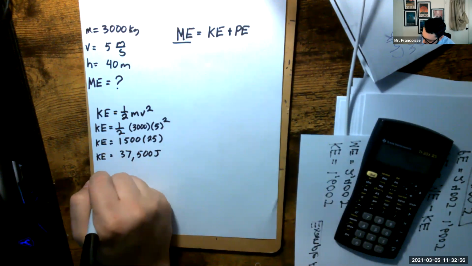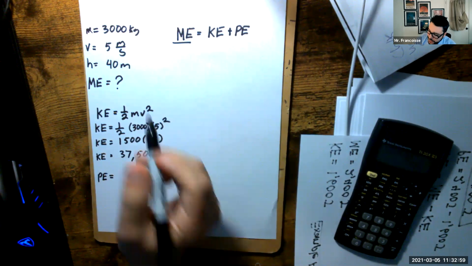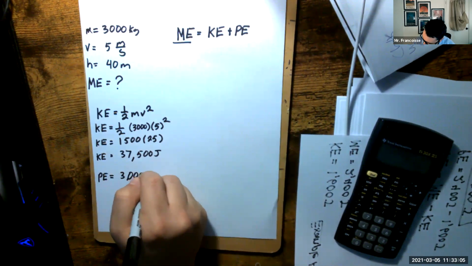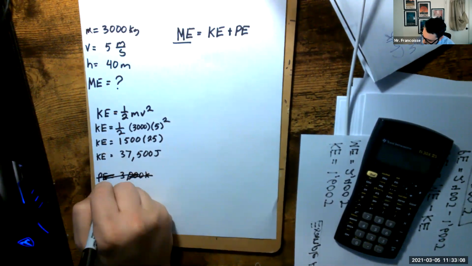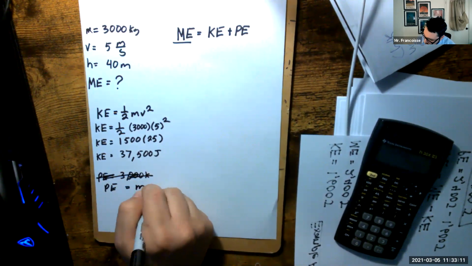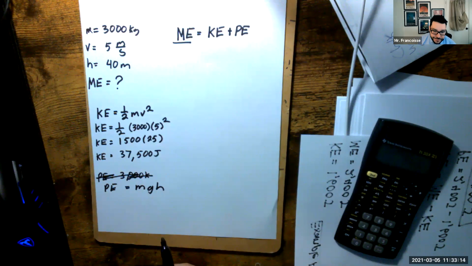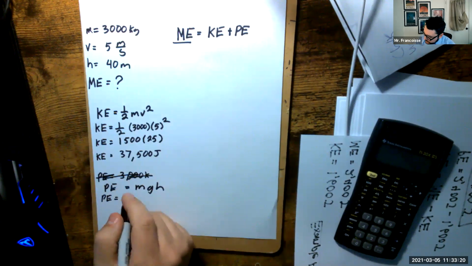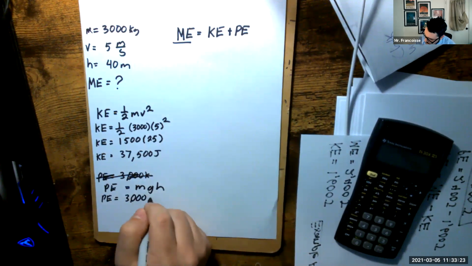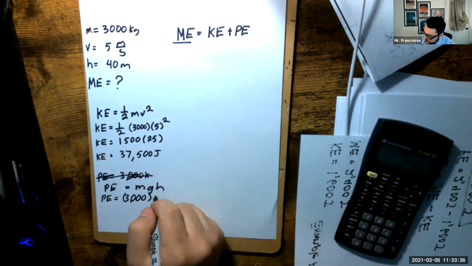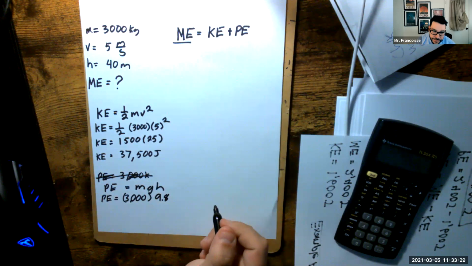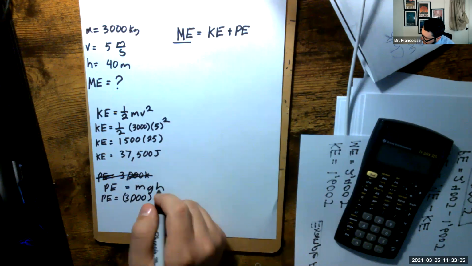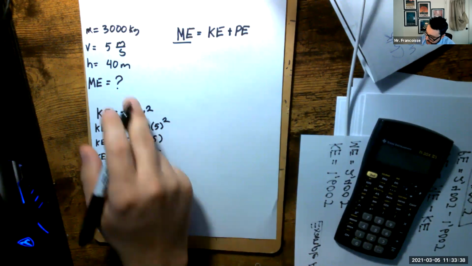For our potential energy, we know that we have a mass of 3,000 kilograms. Potential energy is going to be mgh. So we're just going to plug into there. So we take our mass, 3,000, times our acceleration of gravity. So g we know is 9.8. We don't have it given to us, but we know it's always going to be the same. Times our height, which is 40 in this case.